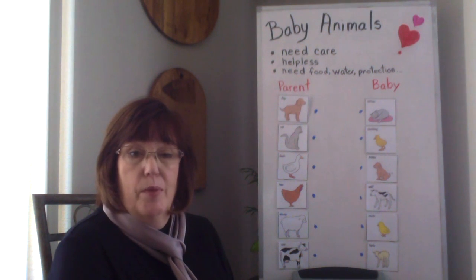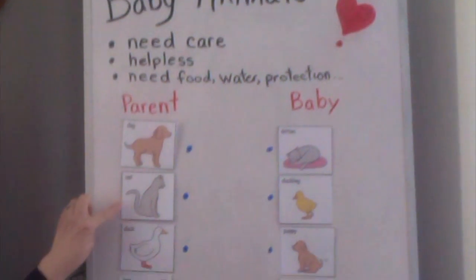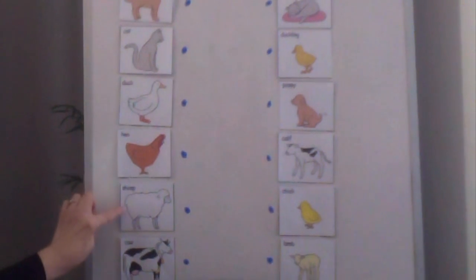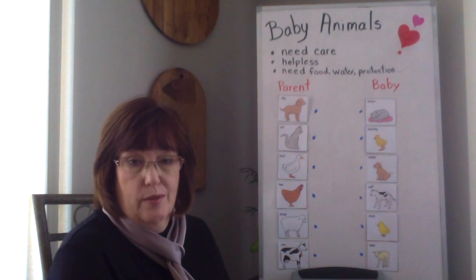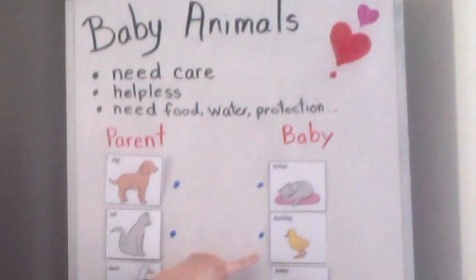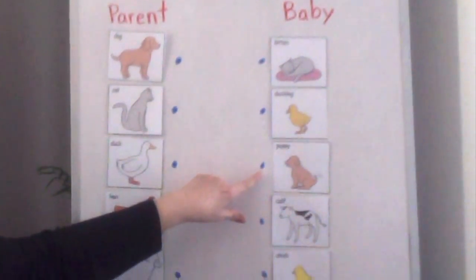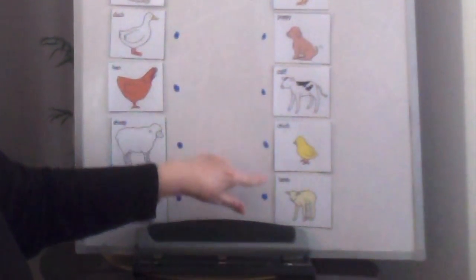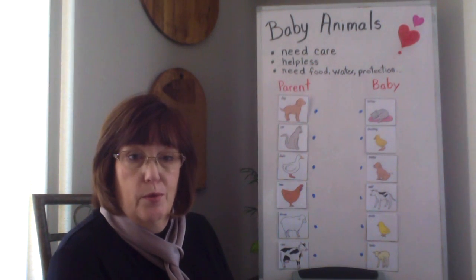So let's look up here. I have a dog, a cat, a duck, a hen, a sheep, and a cow. Those are my grown-up animals, the mamas. Now here's the babies. I have a kitten, a duckling, a puppy, a calf, a chick, and a lamb. And let's see if we can figure out who goes with who.